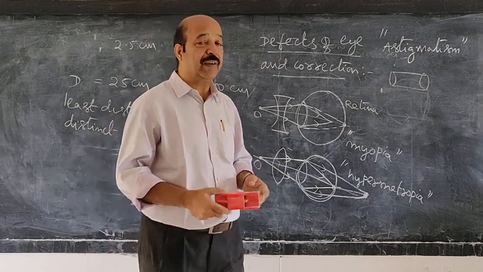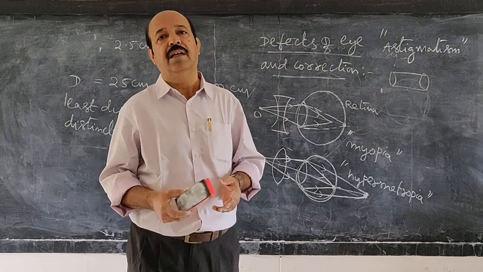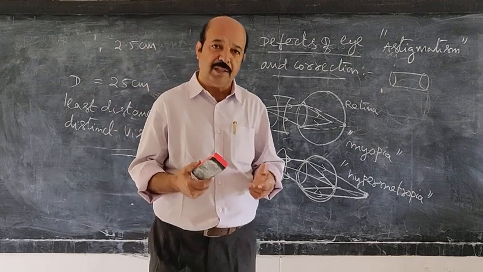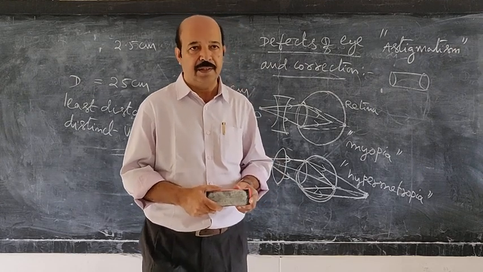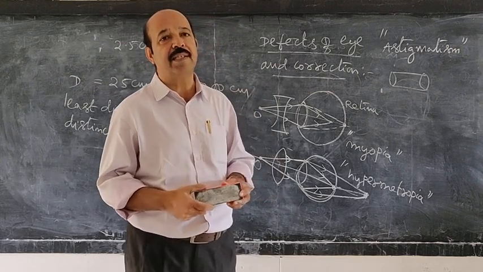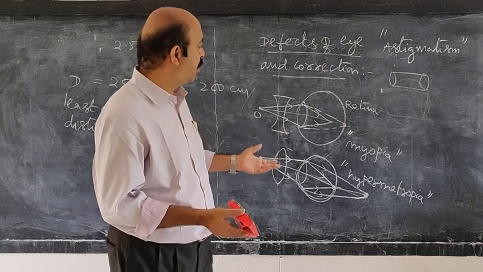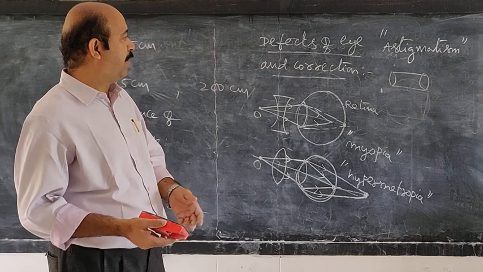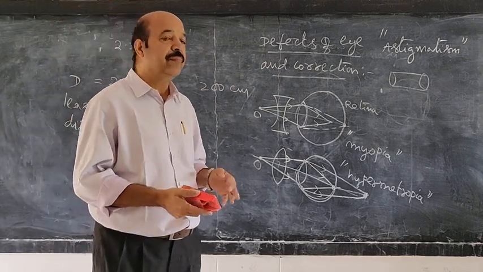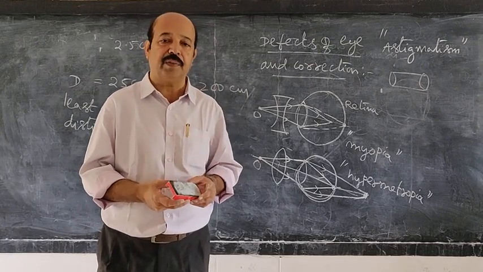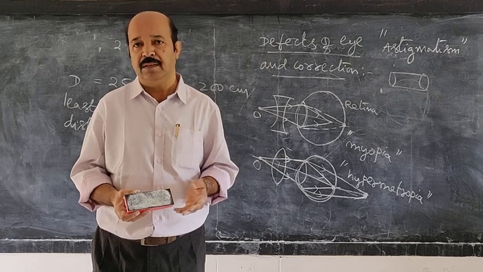Other than this, another defect is color blindness, which is a biological defect caused by the nervous system, so that cannot be corrected using lenses. Color blindness is the inability to distinguish colors. Okay, so that is about eye defects and their correction. Then we will go for the optical instruments such as microscopes and telescopes.